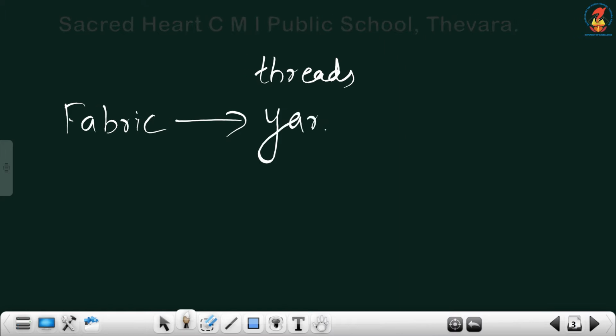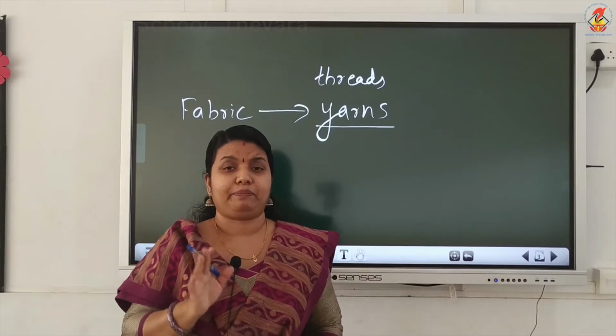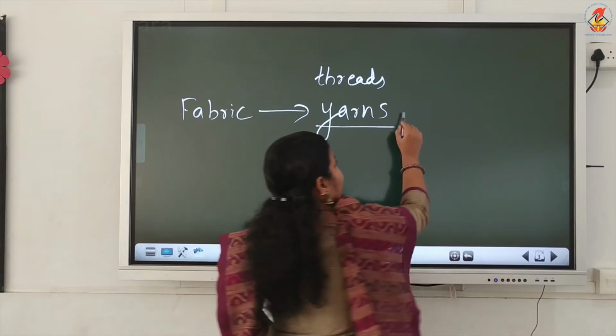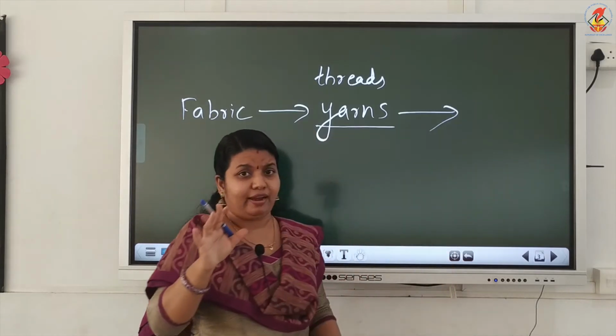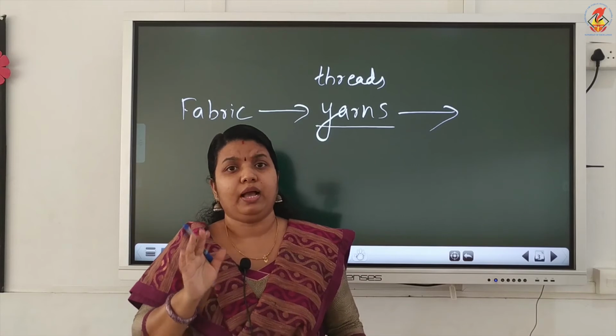Threads are known as yarns, we call the threads as yarns. So, fabrics are made up of a large number of yarns. Now, what are these yarns made up of? For that, take a single thread or a yarn. Now, you got a lot of cotton threads, this you can all do at home.